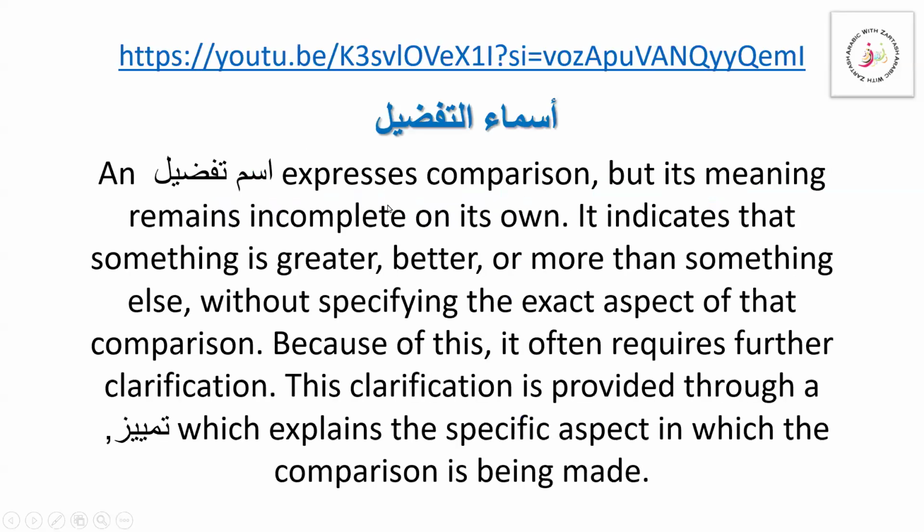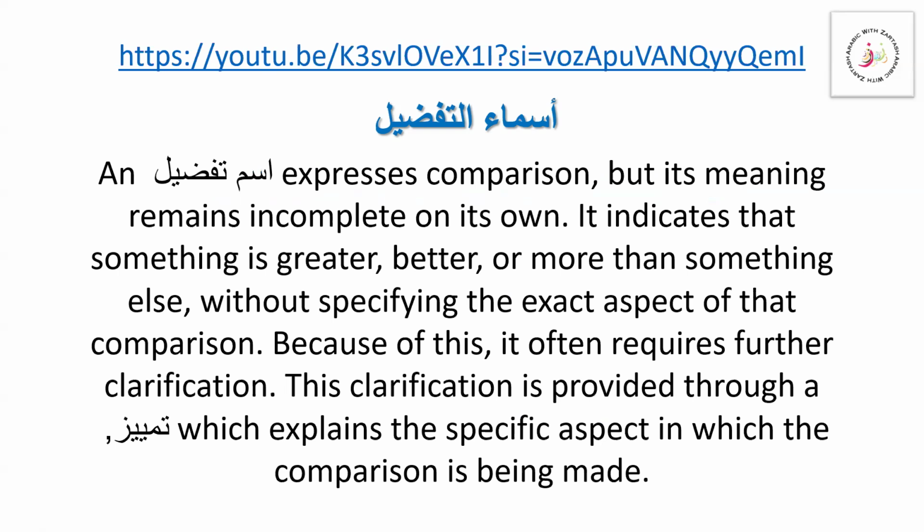I have put a link here about Ism Tafdeel. This lecture we have done in our self studies. It's a detailed lecture on the words that are on the scale of Tafdeel. So you can go and check this lesson.